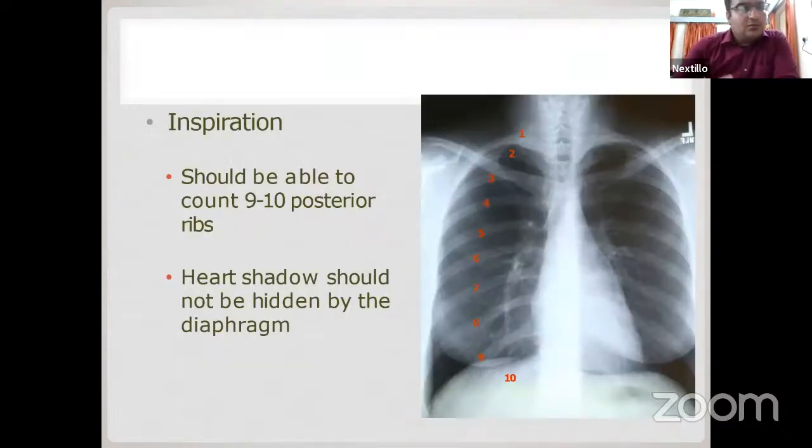It's fine. Now, one more thing is inspiration. I have told you in the PA view that inspiration is important because some part of the lung could be obscured. Just have a look. Can you see these posterior ribs? 1, 2, 3, 4, 5, 6, up to 9 or 10. If 9 or 10 are there, it's a good inspiration.